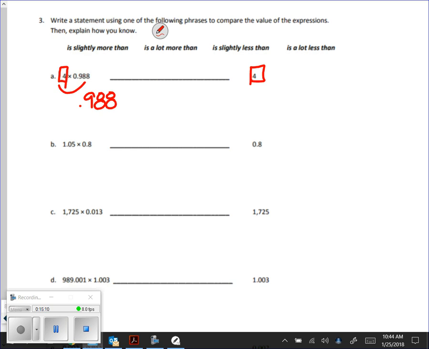That's all you have to do. They're not asking you to work it. They're just wanting you to look at your scaling factor and go, oh, well, it's really close to 1 or really far away. And so it's going to be slightly less, based on what you know about numbers.